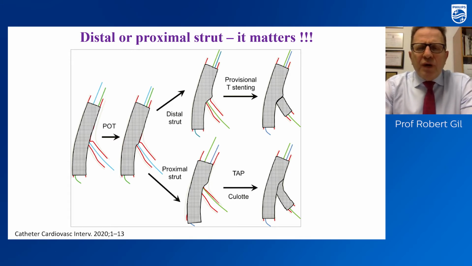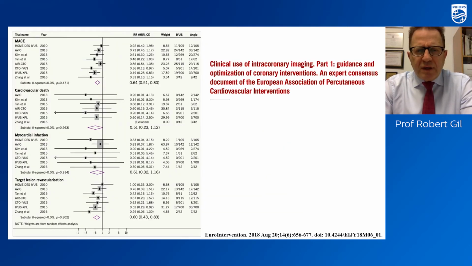And then we have to remember where your wire is in the side branch, whether this wire reached a distal or proximal strut. So when this is a distal strut, for provisional stenting, a simple T stenting procedure could be performed. When this is proximal, we have at least two options. This is TAP and or culotte. Today we can say about DK culotte, but this is another story.